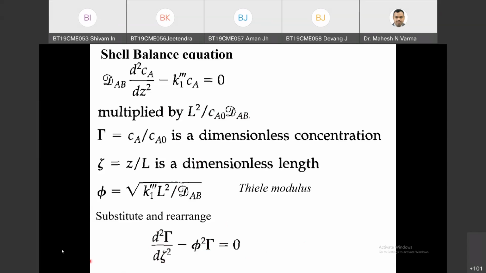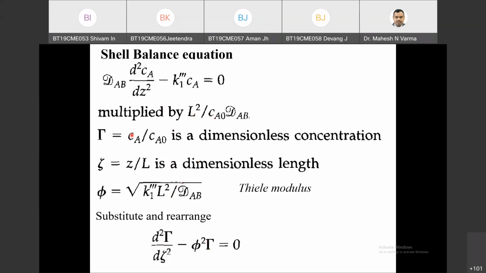Substitute everything. Your roll number 59, Nikita. Yes. Yes, substitute all this definition.